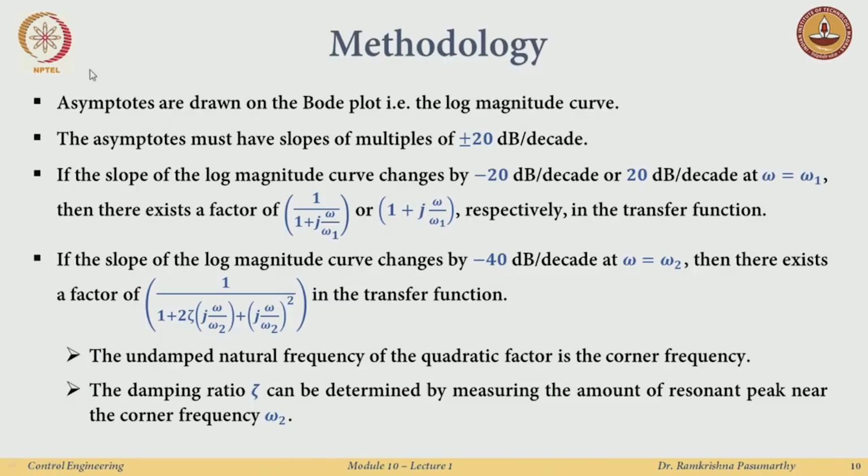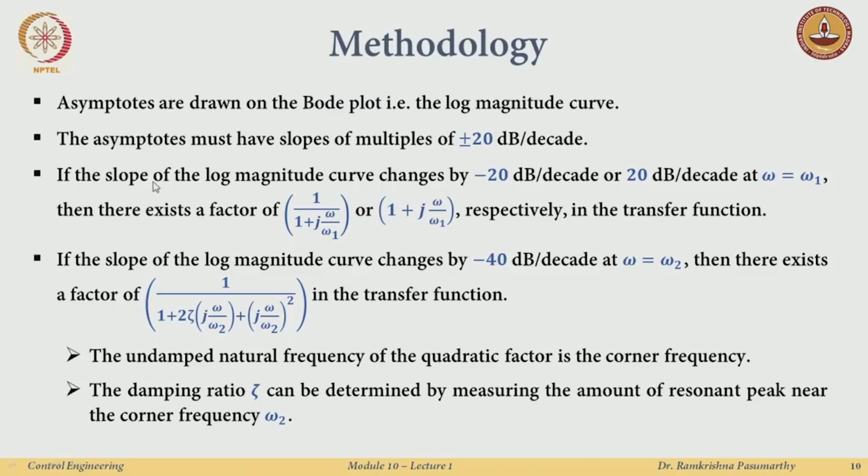Okay, so first we will just recollect Bode plots. So, this is just recollecting Bode plots in a reverse way, right. First I just draw asymptotes of all the Bode plots, and all these asymptotes must be multiples of plus minus 20 dB per decade, depending on if it is a pole, if it is a 0, if there are multiple poles, multiple zeros and so on.